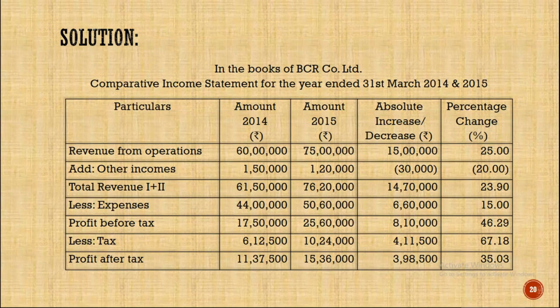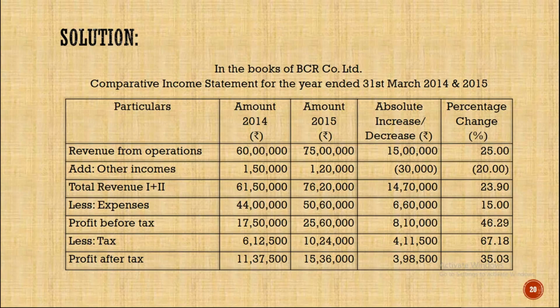The first three columns are as given in the problem example. Then we have added two more columns, that is absolute increase or decrease in rupees. And then the last column is concerned with percentage, that indicates the percentage change, whether it is increased or decreased. So in the last lecture, I already told you that if the amount decreases or percentage decreases, we have to mention it in a bracket. So let us see one by one.